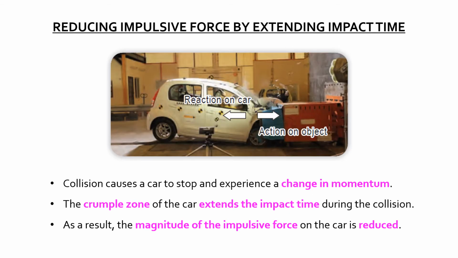The second situation is reducing impulsive force by extending impact time. From the picture above, a collision caused a car to stop and experience a change in momentum. The crumple zone of the car extends the impact time during the collision. As a result, the magnitude of the impulsive force on the car is reduced.